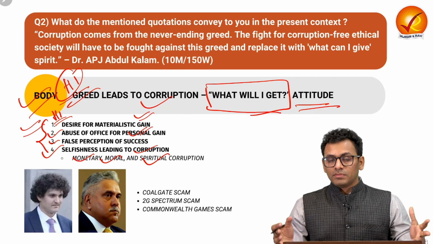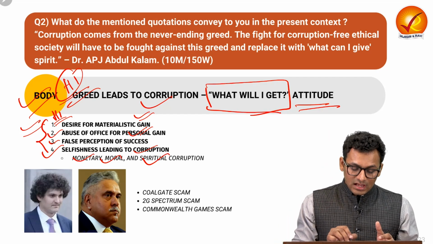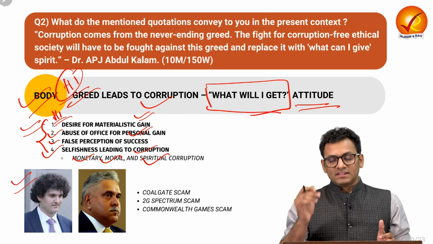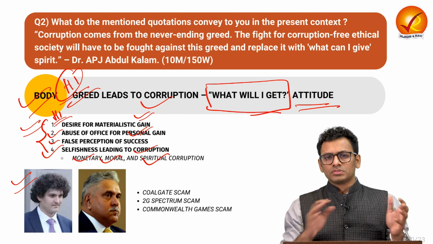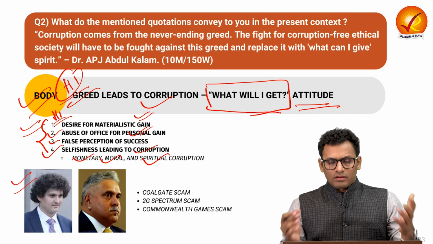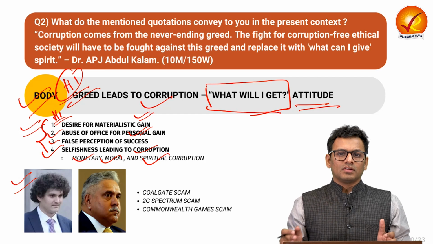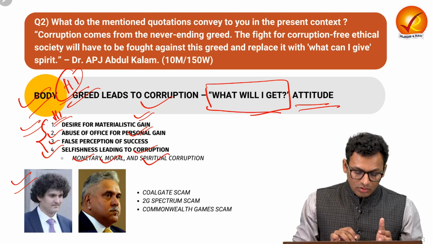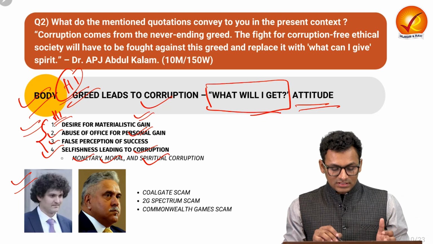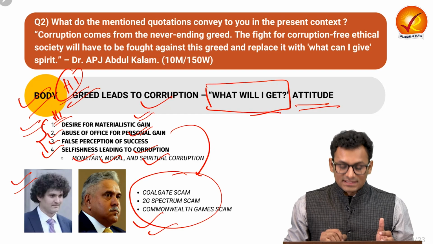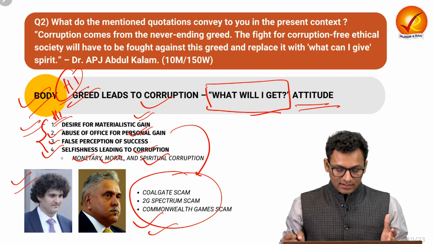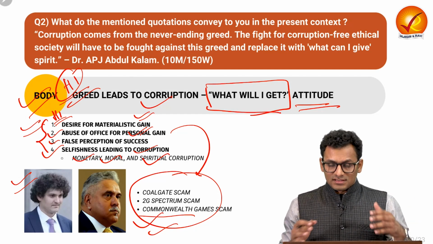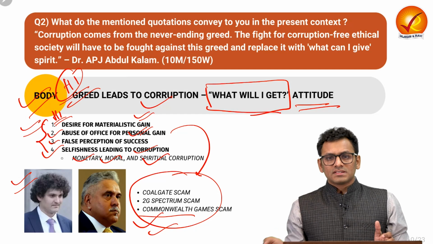Over here, you have multiple examples to cite. In the first, desire for materialistic gain, you can cite Sam Bankman-Fried of FTX Exchange. The person used unethical means to acquire the kind of wealth that he built through that organization, which finally collapsed because of the greed. You can also talk about abuse of office for personal gain. We have seen multiple public scams like Coalgate scam, 2G Spectrum, Commonwealth Games scam. Over here we have seen how the public's fund was utilized for personal gain.